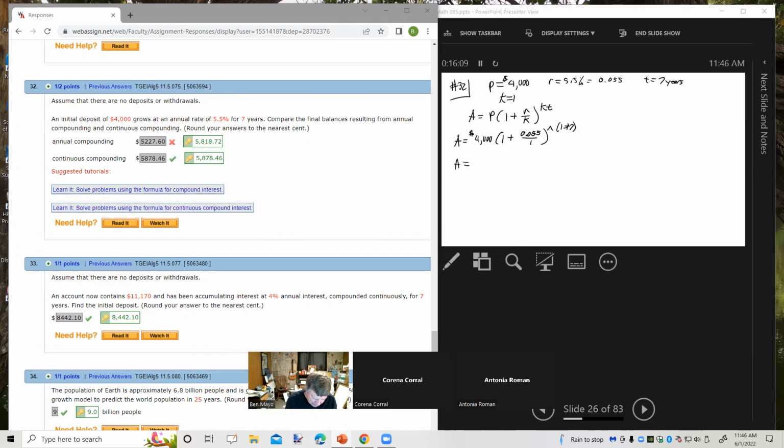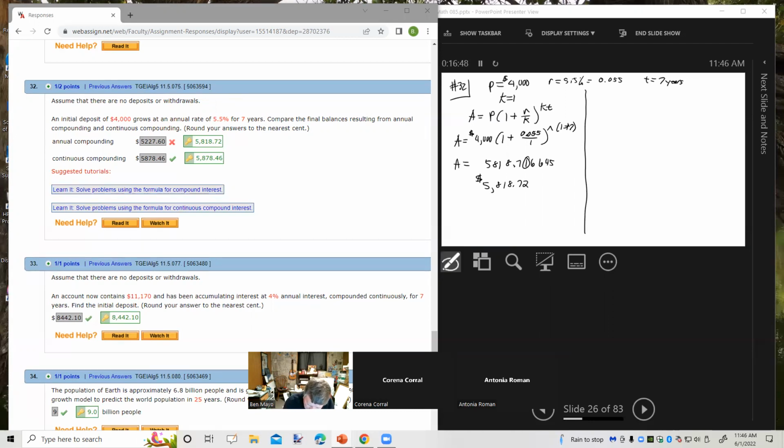So putting this in my calculator, 4,000 parentheses 1 plus 0.055 divided by 1, which again is basically the same thing. Close it up. Little caret to the power of 1 times 7. I get 5818.716645. All right, to the nearest cent, it would be $5,818.72.